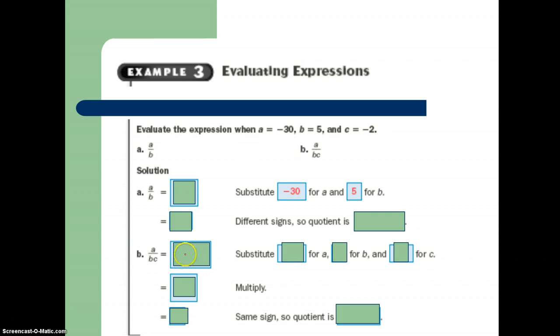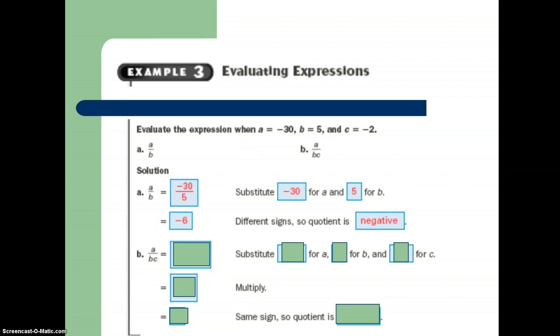Example 3. Evaluate the expression when a equals negative 30, b equals 5, and c equals negative 2. First thing we're going to do is substitute the numbers in for a and for b. So a is negative 30, b is 5. Different signs, we divide, you get negative 6. You know it's negative because of the different signs.